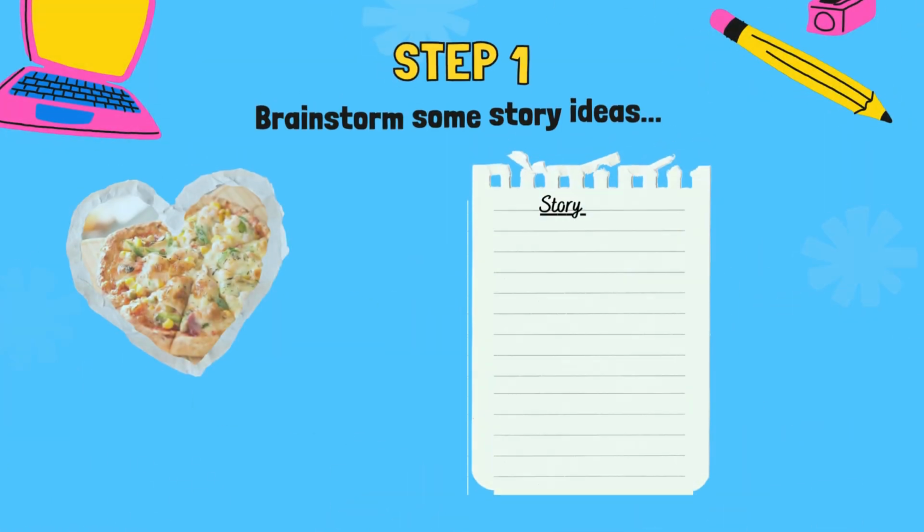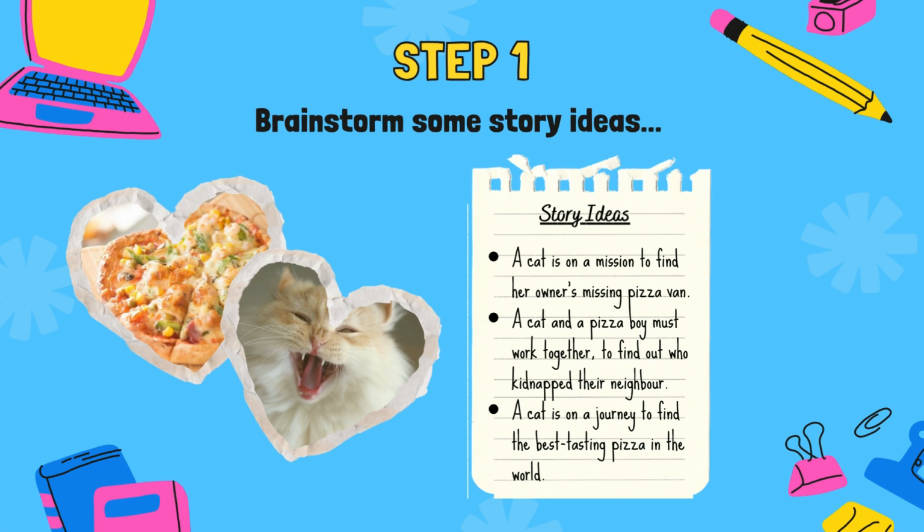Step 1. Brainstorm some story ideas. Start by making a list of potential story ideas. One way to come up with ideas is to think about the things you love, and then try coming up with ideas relating to these things. For example, if you love cats and pizza, then how about the following ideas?